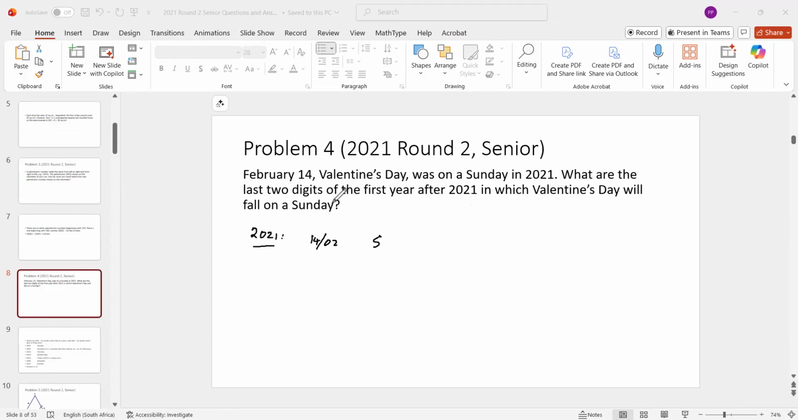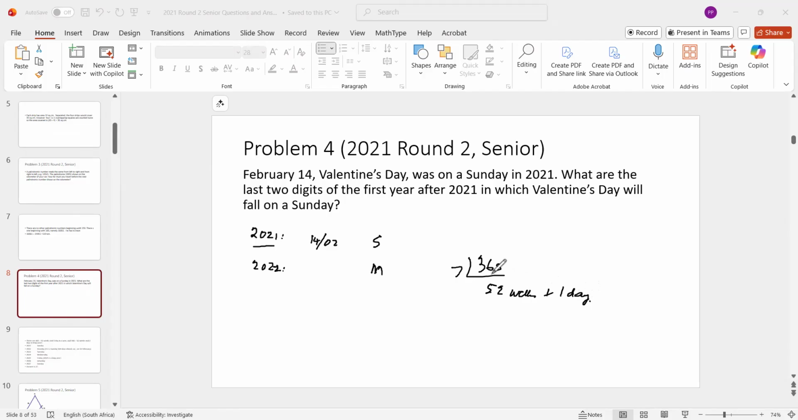Now, they say, what are the last 2 digits of the first year after 2021 that Valentine's Day will fall again on a Sunday? Okay, so you have to take each year, 2021, the next one in 2022, the same date will appear on a Monday, because every year has 365 days, and if you divide that by 7, you get 52 weeks plus 1 day.